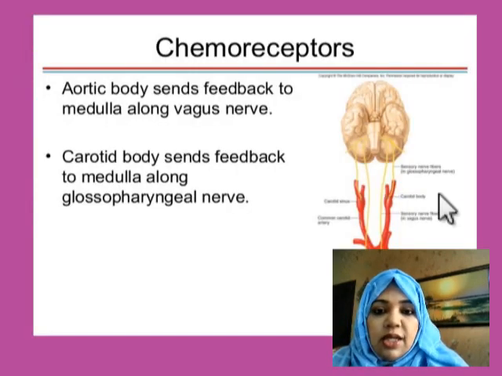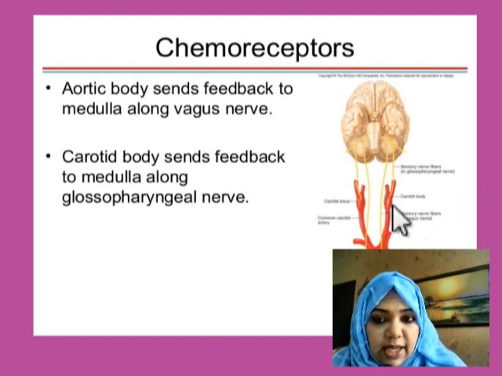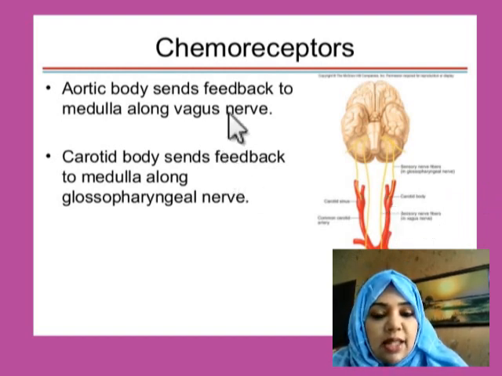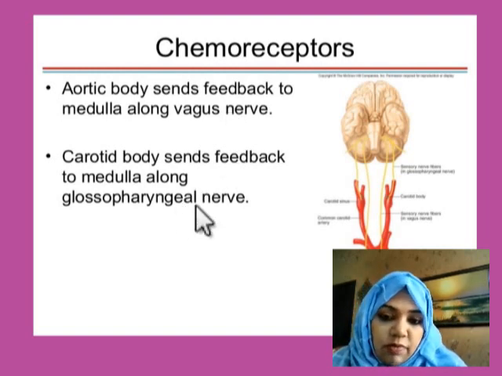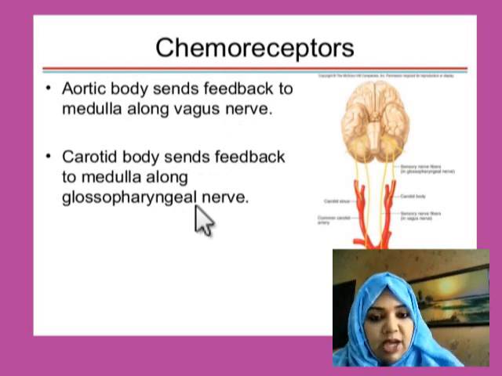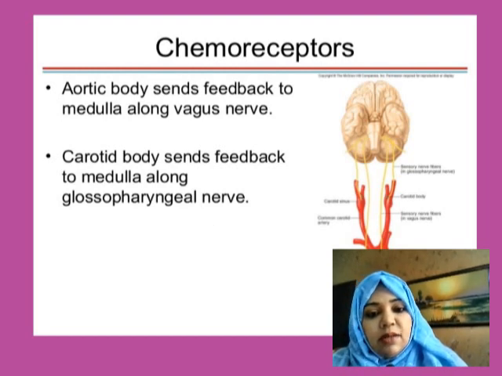In this diagram, we can see that the chemoreceptors are situated in the aortic body and the carotid body, and the chemoreceptor in the aortic body is connected with the vagus nerve, and the chemoreceptor in the carotid body is connected with the glossopharyngeal nerve, and they function in the similar way like the baroreceptors.